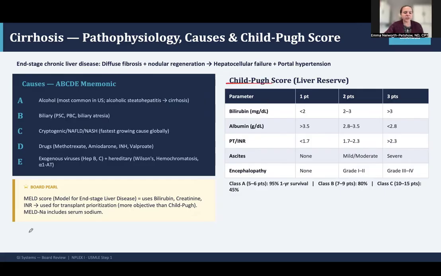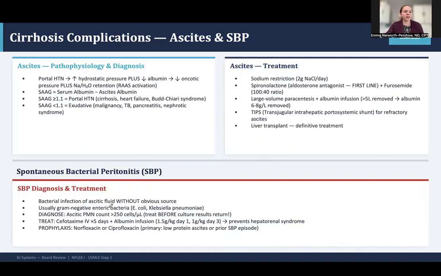You do not need to know these other two factors clinically for boards one. Complications of cirrhosis would be ascites.